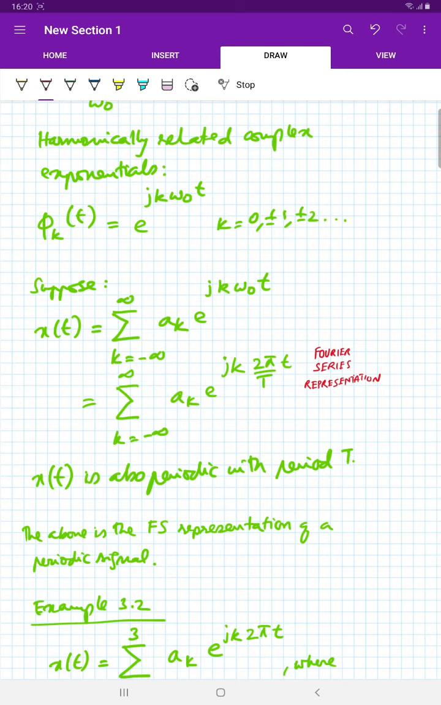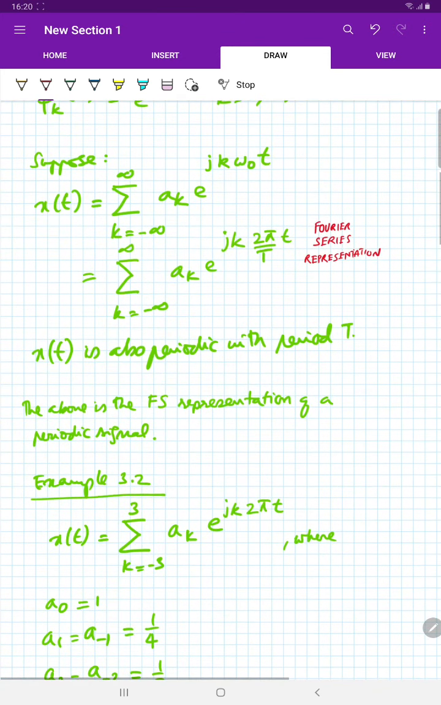So essentially in Fourier series representation, we are representing a periodic signal x of t in terms of linear combinations of harmonically related complex exponentials. Okay, now because of the property of harmonically related complex exponentials, all of them are periodic with the period capital T, right? The x of t is also periodic. The signal which results from the linear combination is also periodic with the same period T. So this is the essence of the Fourier series.